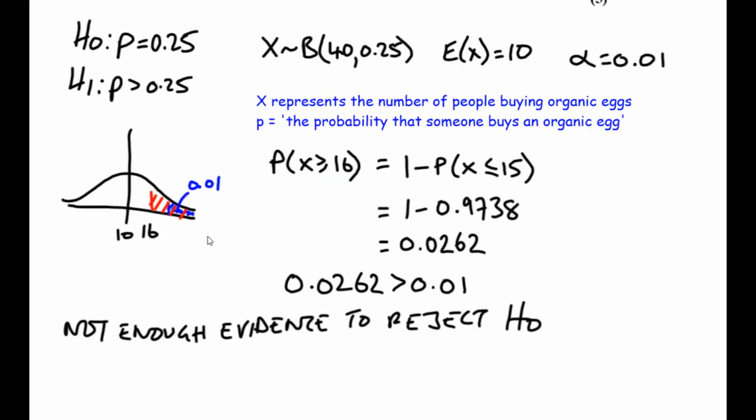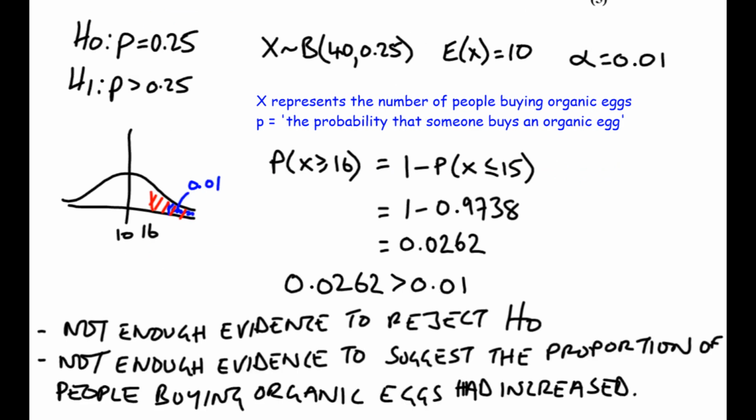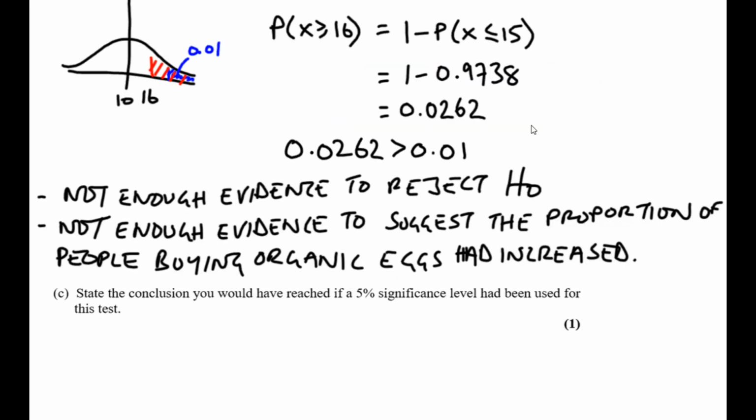Okay, so my mathematical conclusion, not enough evidence to reject H0, and a contextual conclusion. All right, so not enough evidence to suggest the proportion of people buying organic eggs had increased. So be careful to get all those bits down to get all of your marks. These two conclusions sometimes are lumped together, and if you make one without the other, you may not get the credit for it. Okay, part C, state the conclusion you would have reached if a 5% significance level had been used for this test.